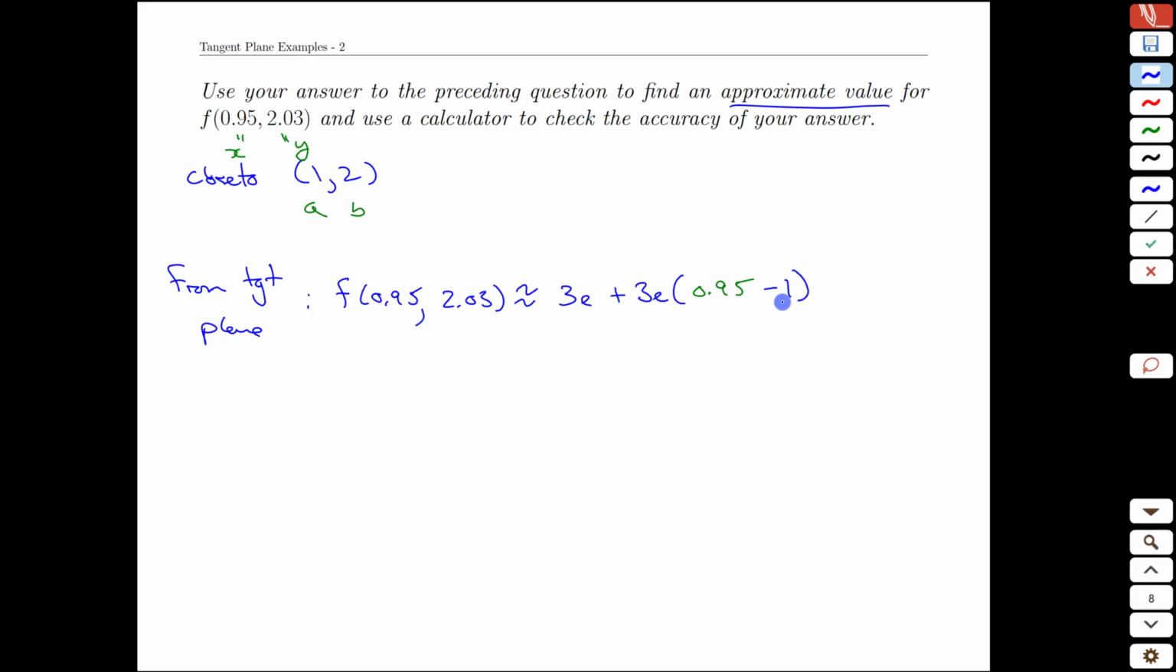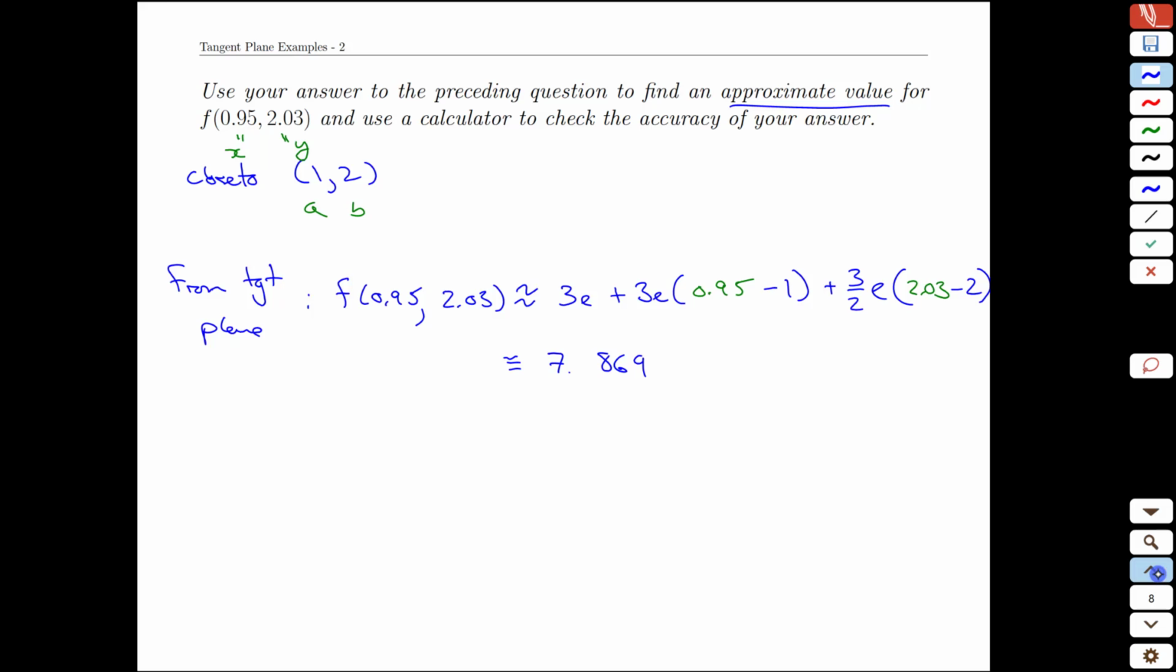Notice this is a difference of very close x values. And then 3 halves e, the y value, 2.03, minus 2. Again, notice this is a small change in y, and that's all the ingredients we need. Going to our calculator, we get a value that's approximately 7.869. And that tells us that the height on the surface, the curved surface, is approximately that value.